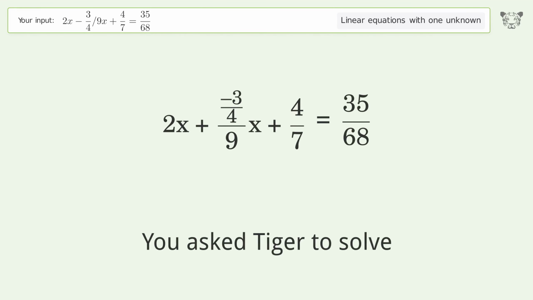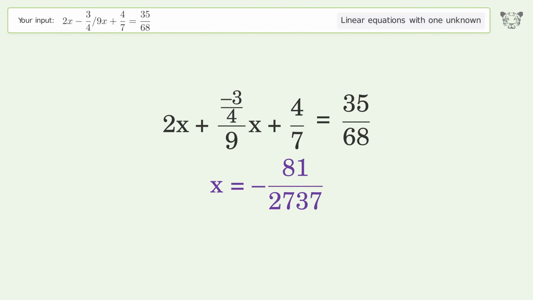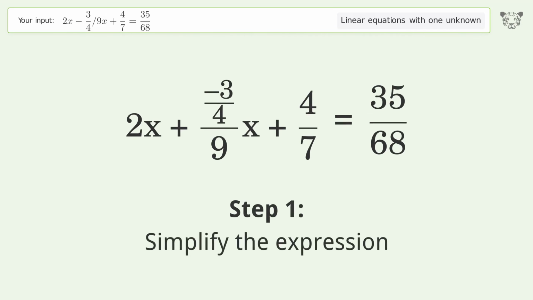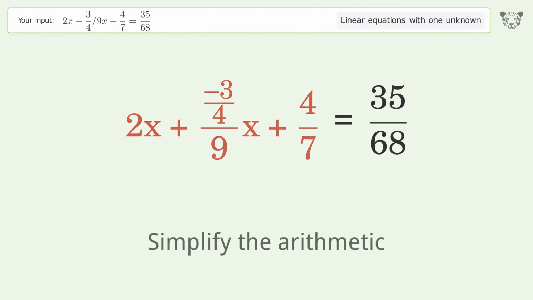You ask Tiger to solve. This deals with linear equations with one unknown. The final result is x equals -81 over 2737. Let's solve it step by step. Simplify the expression. Simplify the arithmetic.